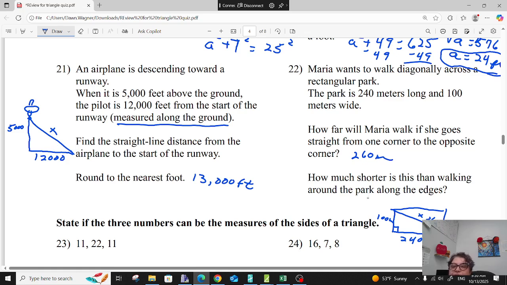Shorter is this than walking around the edges. So what's 100 plus 240? If she walked this way, that'd be 340. And if I want to know the difference, I would subtract those two. And what do I get? 80. So that'd be 80 meters.